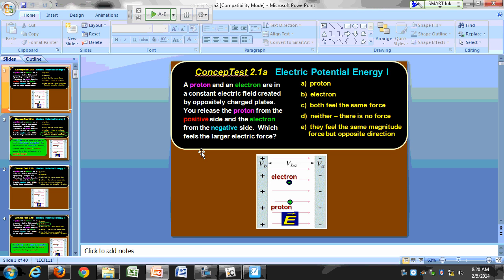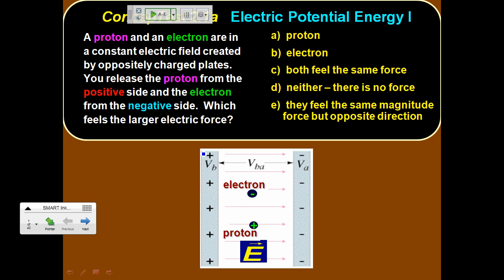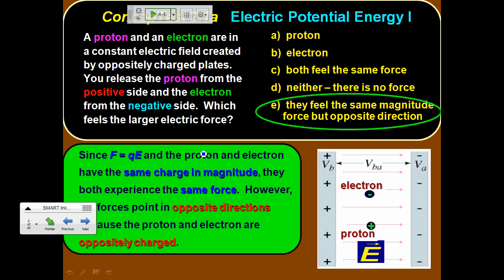I'm going to post this online actually. I just wanted to point out a few things. Here, we have an electron and a proton in an electric field. They both feel the same force but in opposite directions. Remember, F is equal to QE. So even though the proton and electron are different sizes, they feel the same force because F equals QE.